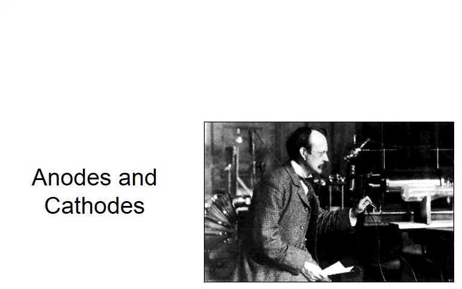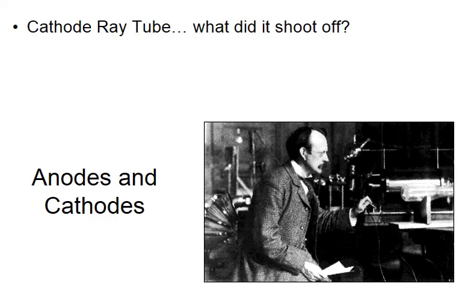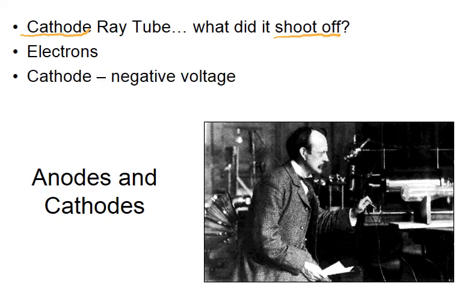What anodes and cathodes are, they're two different sides of an electrical situation. So the cathode ray tube, right, shot off electrons. And so that's probably the best way to remember this. The cathode itself shoots off electrons. If that's true, then it's the negative side. So negative voltage, cathode side is negative. And so therefore the anode side is the positive side, and that hopefully could be a good way for you to remember which one's which.